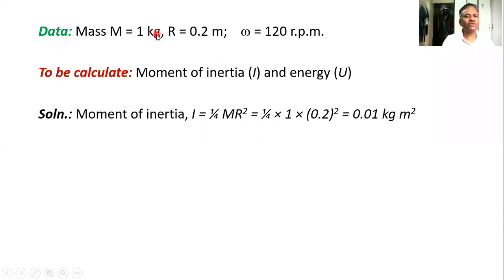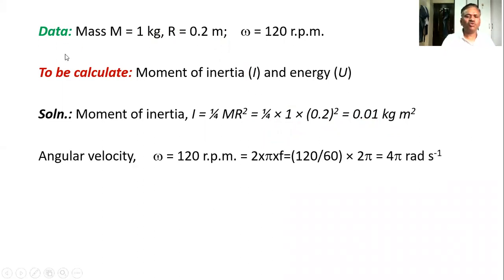Mass equal to how much? 1 kg. Radius is how much? 0.2 meter. Substitute all these things here. It becomes 0.01 kg meter square. Next, omega equal to what? It is 120 rpm. Omega equal to what? The formula is 2 pi into what?